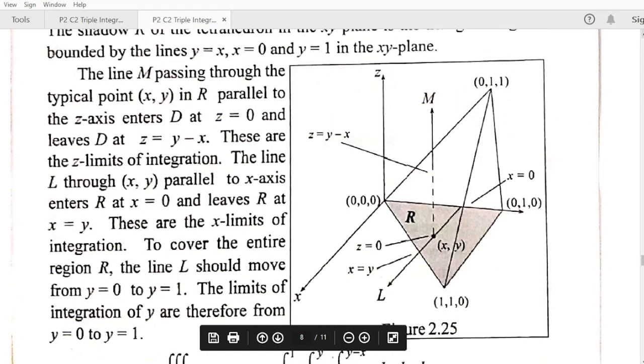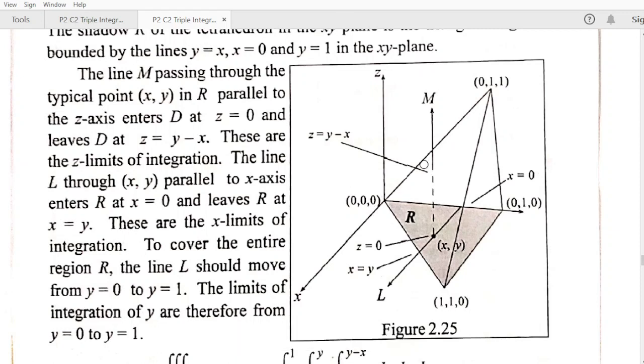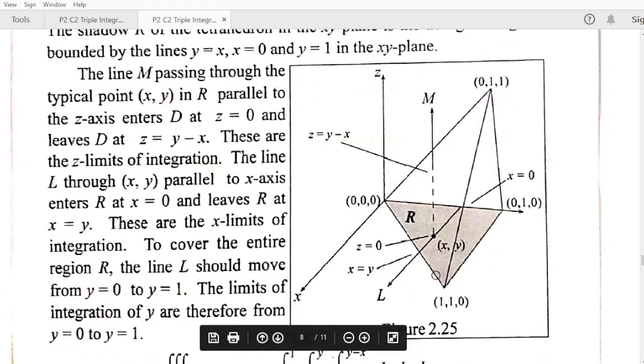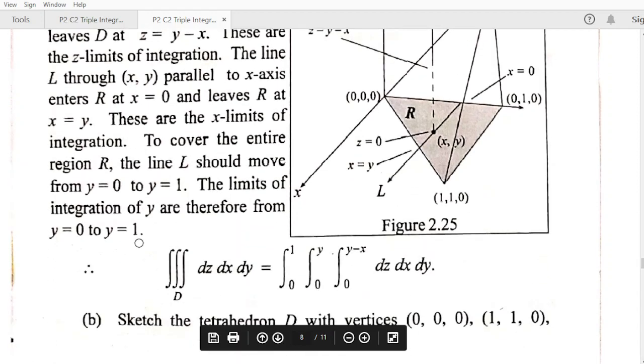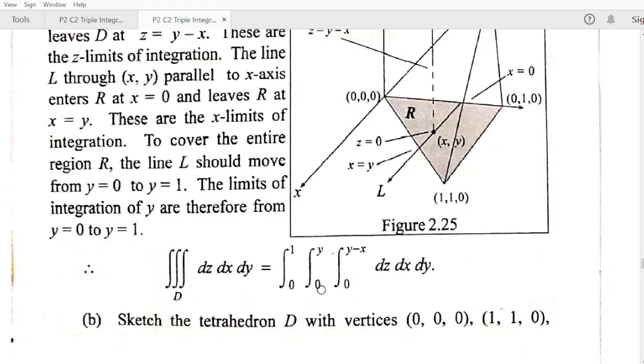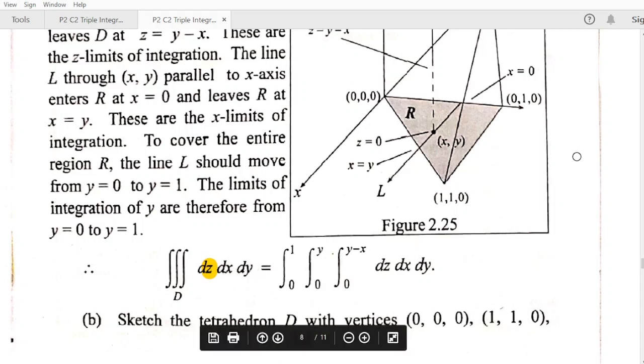Now in the first part, we have to find the limit of z first. In the first subpart, our integral is triple integral dz dx dy, and we have to properly write this integral. We only have to write the limits and everything, we don't have to evaluate it. First we have to find the limit of z, and then we will find the limits of x and y.